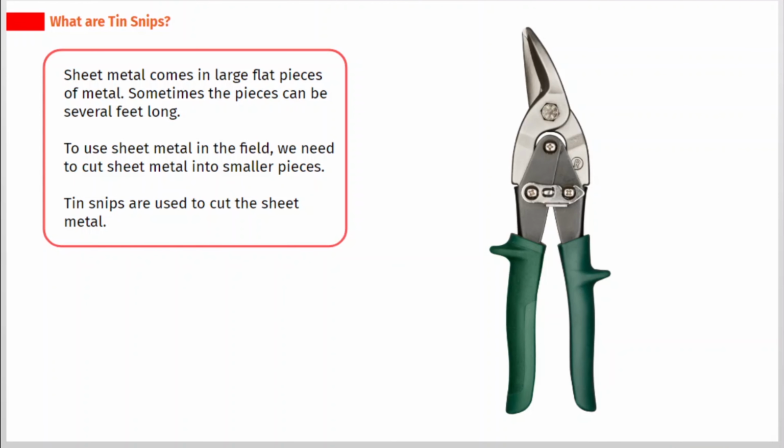Sheet metal comes in large flat pieces of metal. Sometimes the pieces can be several feet long. To use sheet metal in the field, we need to cut sheet metal into smaller pieces. Tin snips are used to cut the sheet metal.